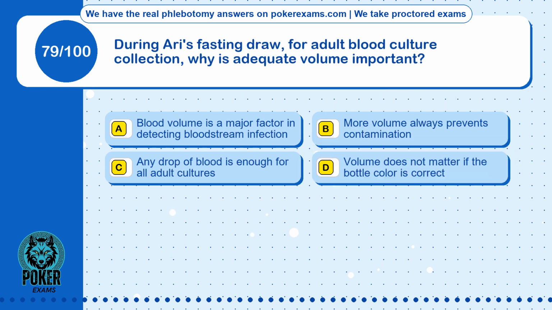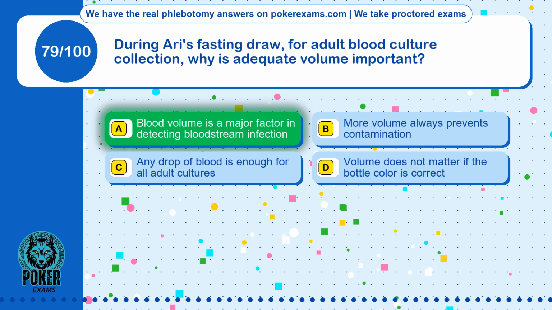Question 79. During Ari's fasting draw, for adult blood culture collection, why is adequate volume important? Option A. Blood volume is a major factor in detecting bloodstream infection. Option B. More volume always prevents contamination. Option C. Any drop of blood is enough for all adult cultures. Option D. Volume does not matter if the bottle color is correct.